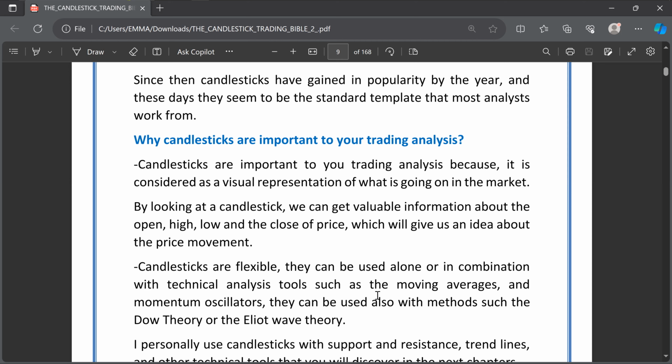Now, candlesticks are flexible. They can be used alone or in combination with technical analysis tools, such as moving averages and momentum oscillators. They can also be used with methods such as the Dow theory or the Elliott wave theory. So when you become good, don't worry, we will look at what are called technical indicators, and what they do when you put them on the charts. These are developed for us the traders. If you want them, you just put them on your chart, and every indicator has a meaning.